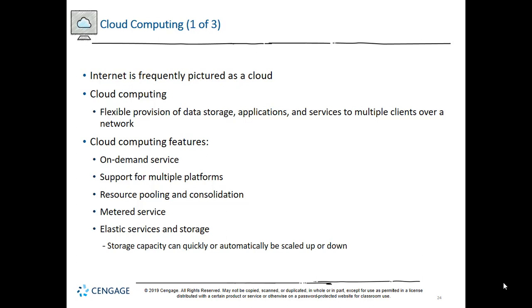Then there are elastic service and storage. Here the service and storage capacity can be quickly and dynamically, sometimes even automatically, scaled up or down. So in other words, they are elastic. The elasticity of cloud computing means that storage space can be increased or reduced, and that applications and clients can be added or removed as needed.